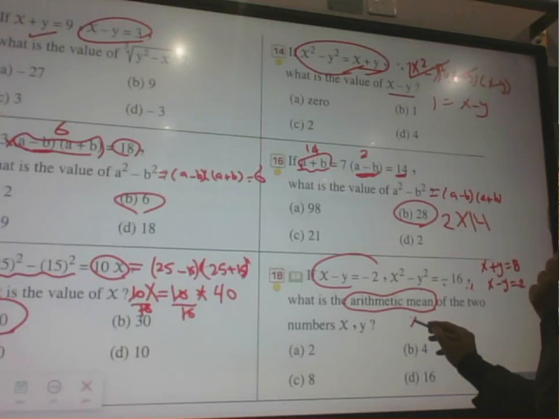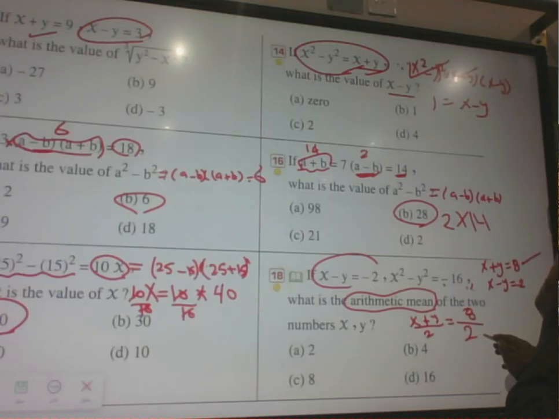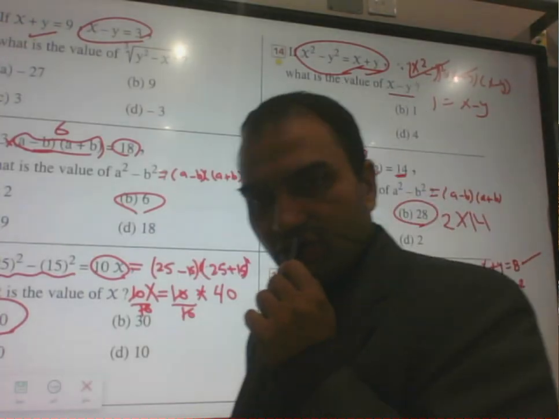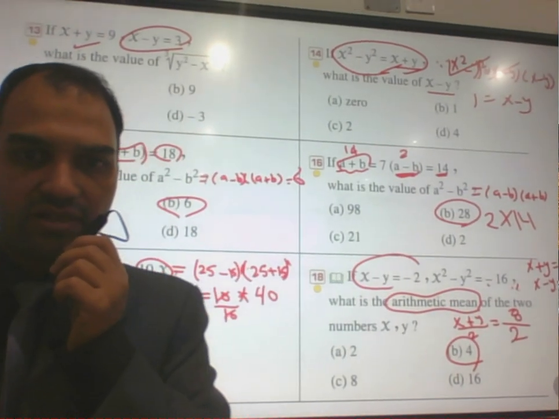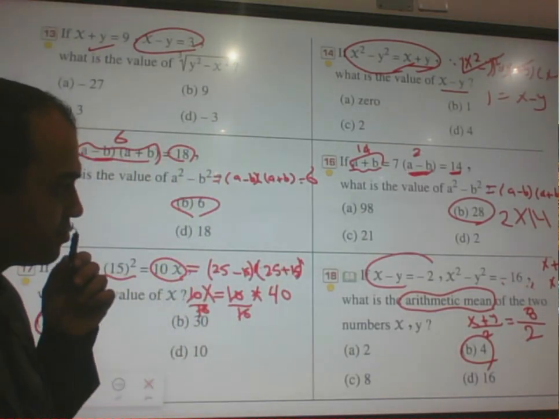It means x plus y divided by 2. It's the arithmetic mean between x and y. x plus y was 8. Then we divide 8 by 2. 8 divided by 2 equals 4. Understood, my students? This question? Then the arithmetic mean here will be 4 between the two numbers.